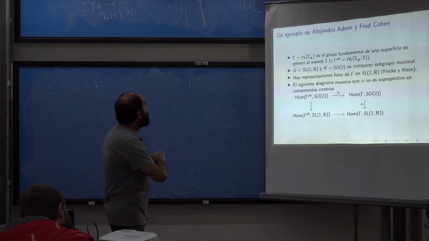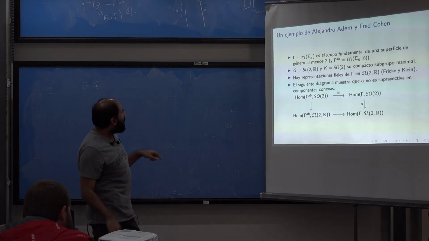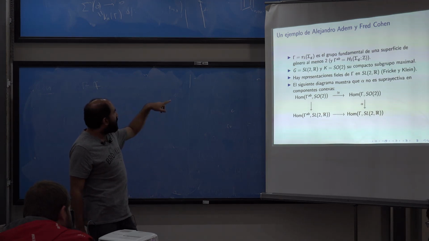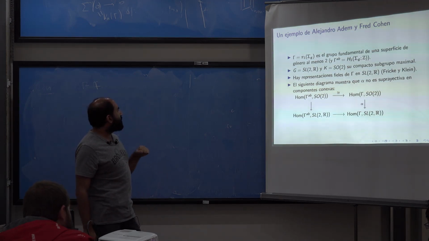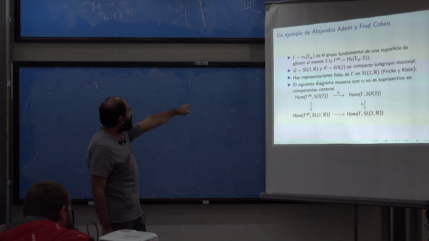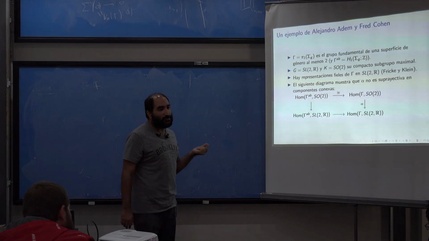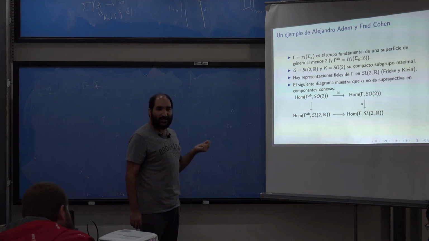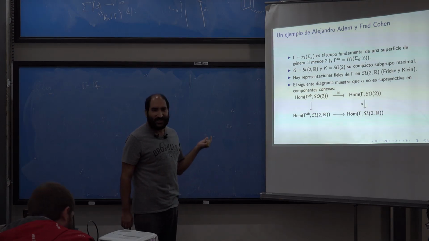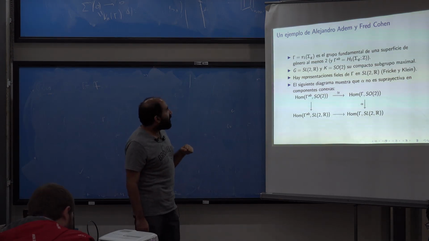And so here's a nice example of the number of connected components not being the same. This is from a paper of Alejandro Adem and Fred Cohen. In their example, gamma is the fundamental group of a surface of genus at least 2, right? And you take for the Lie group SL2R. Its maximal compact subgroup is SO2, and it's a funny coincidence that the maximal compact subgroup is abelian, and that causes all sorts of trouble.